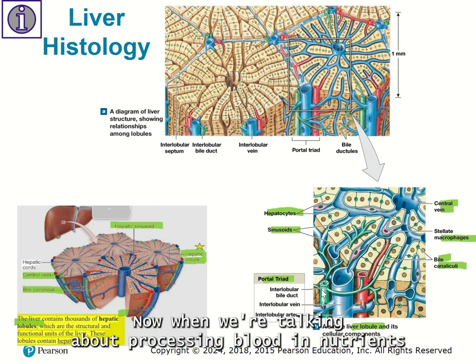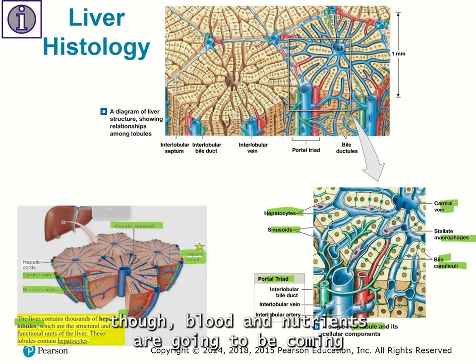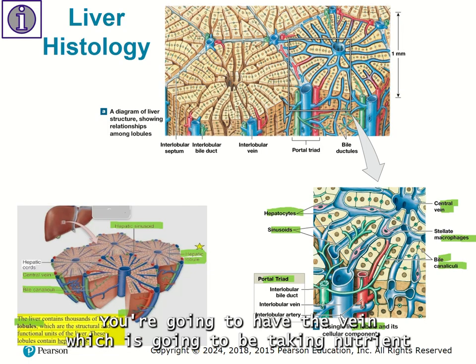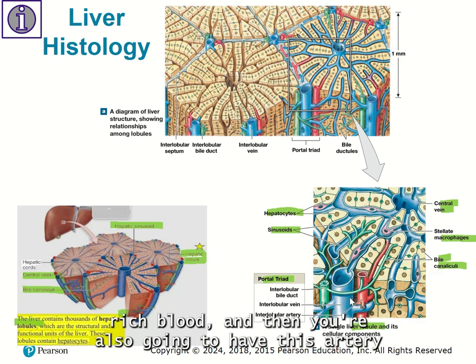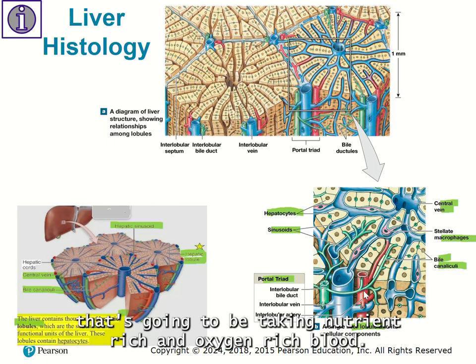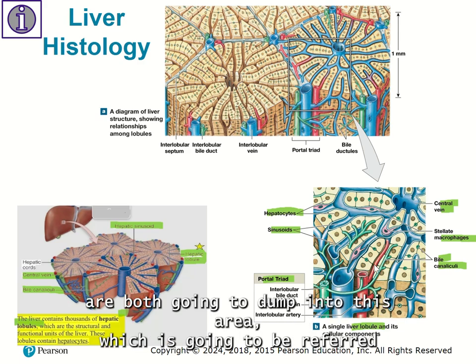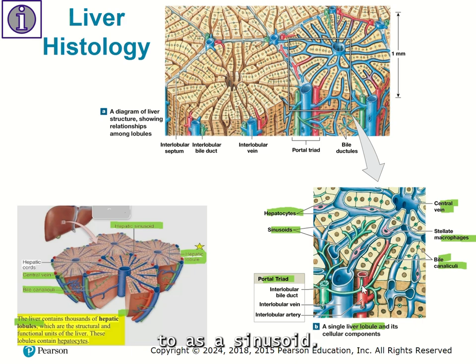Now, when we're talking about processing blood and nutrients, blood and nutrients are going to be coming from these 2 different blood vessels. You're going to have the vein, which is going to be taking nutrient-rich blood, and then you're also going to have this artery that's going to be taking nutrient-rich and oxygen-rich blood. So these 2 blood vessels are both going to dump into this area, which is going to be referred to as a sinusoid.